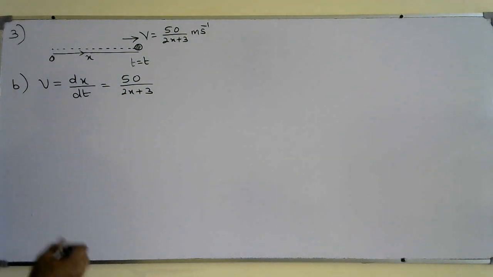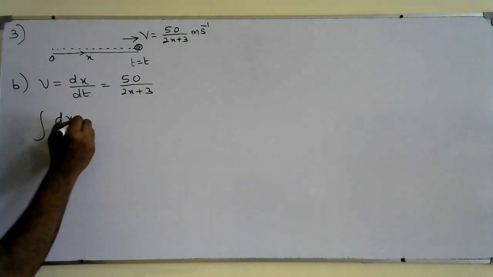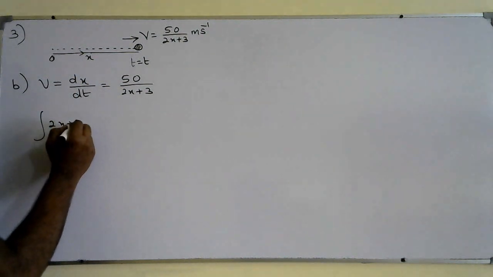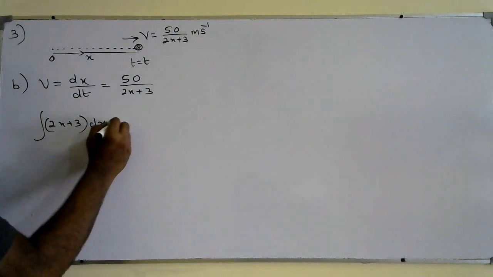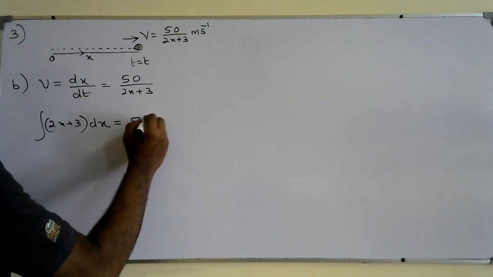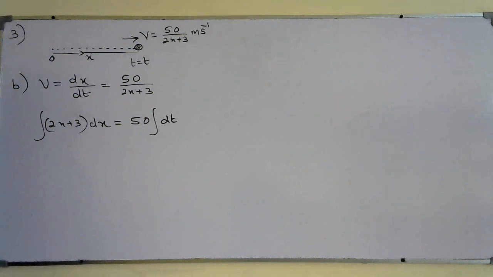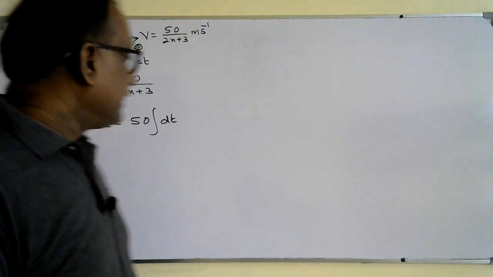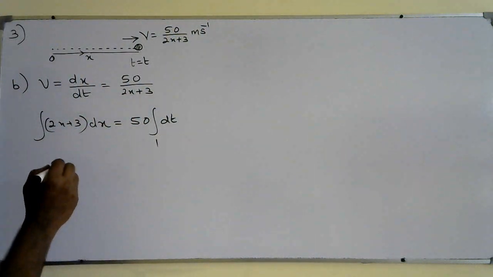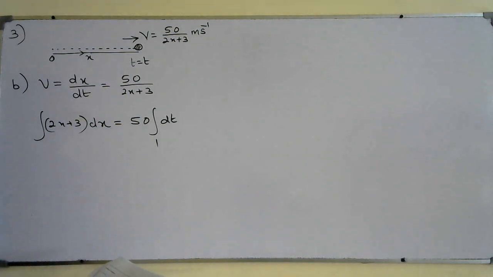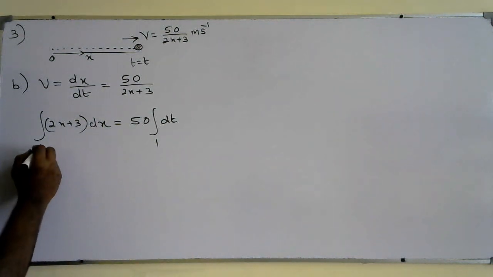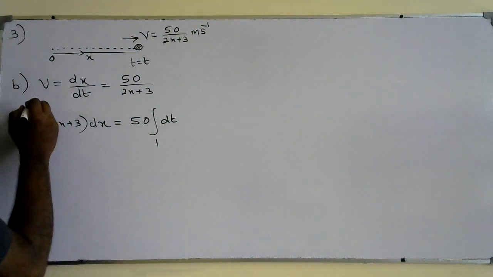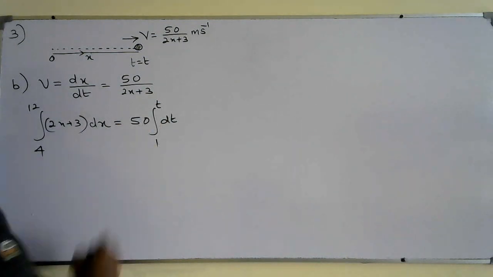So when we integrate it, we'll get a relationship between x and t. Simple, right? So that means integral of 2x plus 3 dx is equal to 50 integral of dt. If you want, you can put plus c constant, or we can directly put the limit. So they are saying when t equal 1, x equal 4, that's given. The question is, what will be the time when x becomes 12? We need to find the t, that's all.